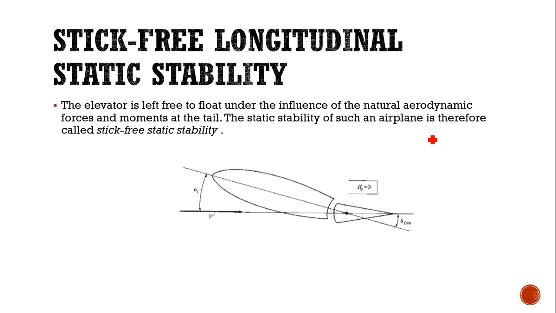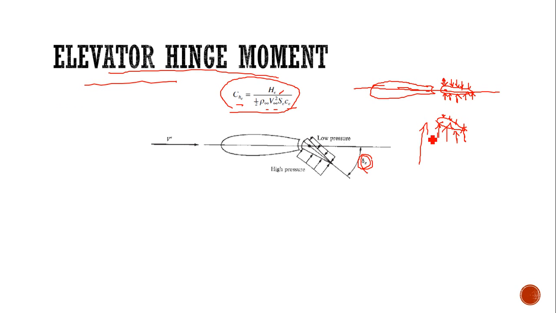Next is the stick-free static stability. For elevator, we have a formula for elevator trim. Some problems are asked regarding that also. There is an elevator del trim. What does del trim mean? Suppose the elevator is deflected to some angle. We need to trim this much angle to bring the elevator back to neutral position. So that is called the elevator trim angle.